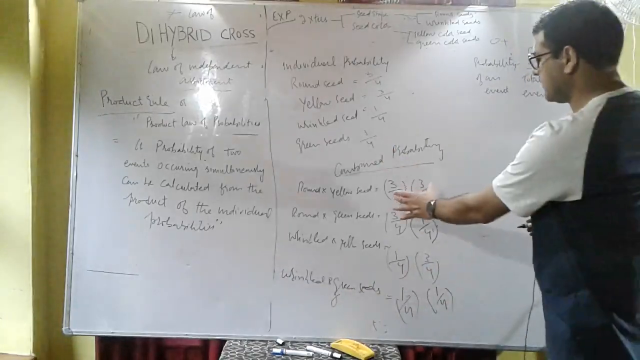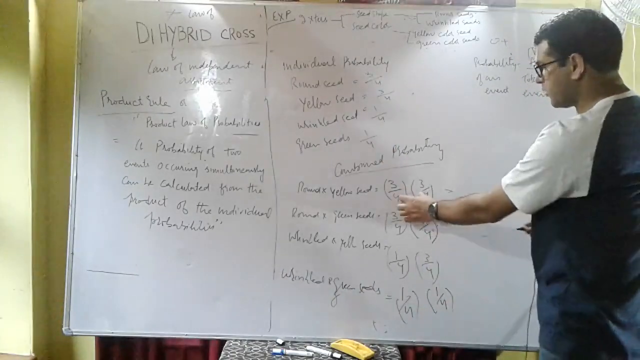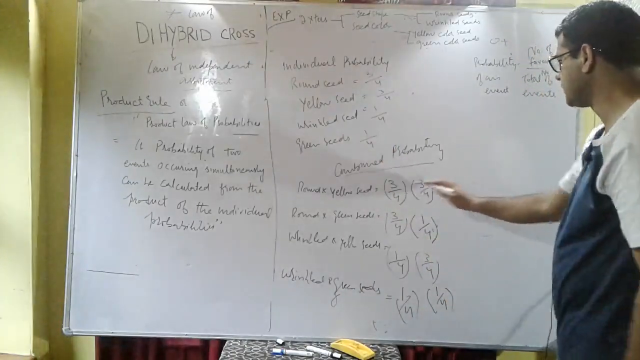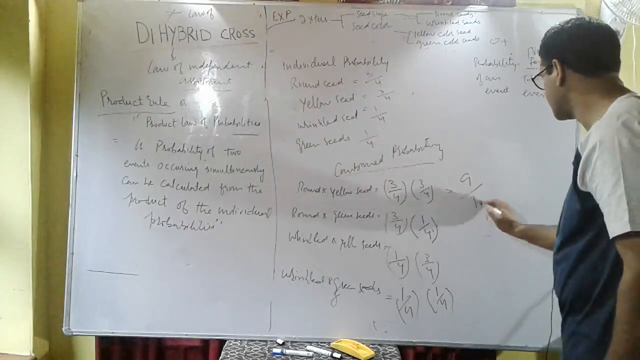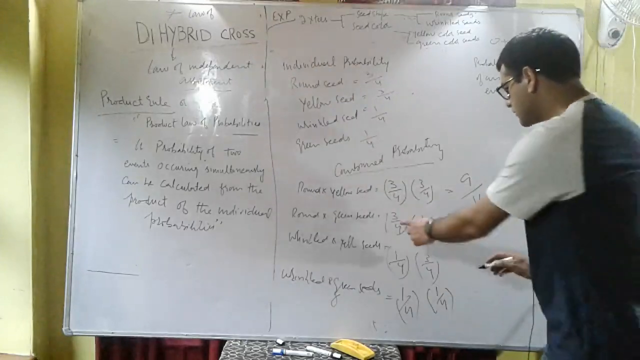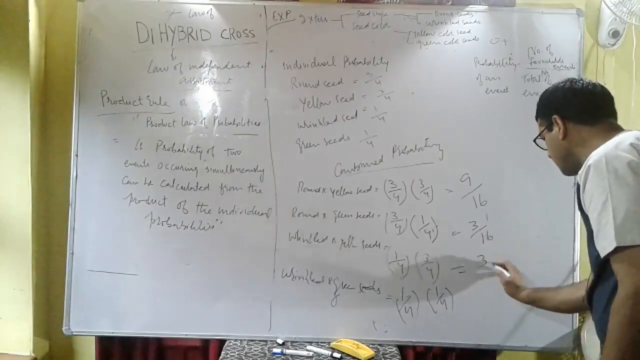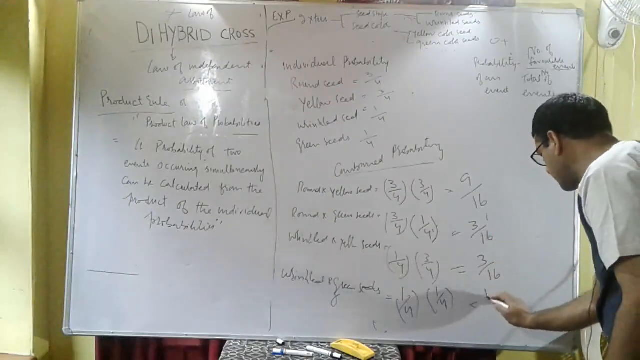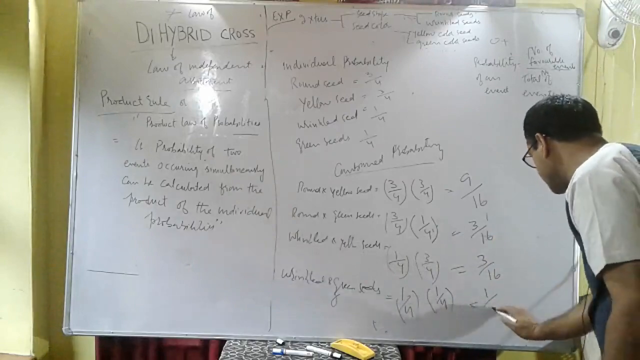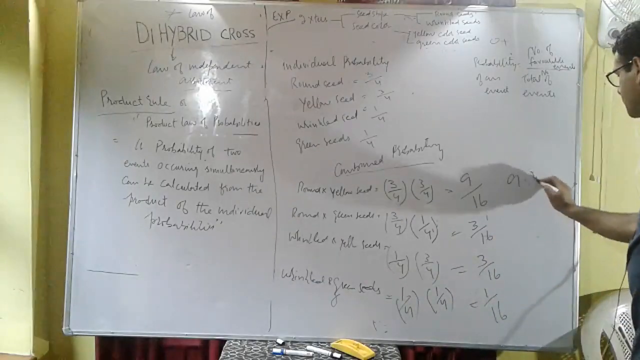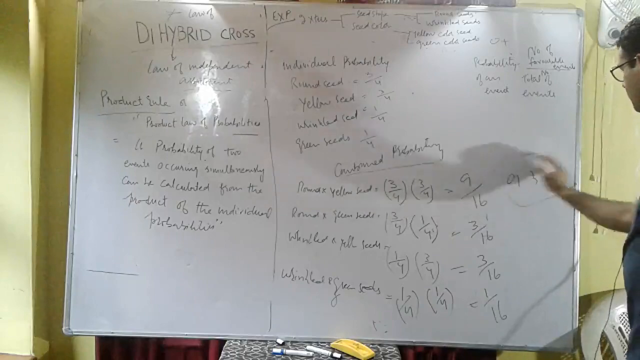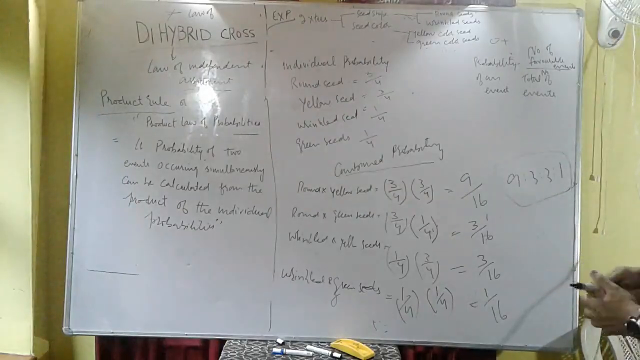Now their combined probability is equal to the product of their individual probabilities. So we have 3 3s are 9 by 4 4s are 16, 3 1s are 3 by 16, 3 1s are 3 by 16, 1 1 is 1 by 16. So that is 9:3:3:1. So we have calculated.